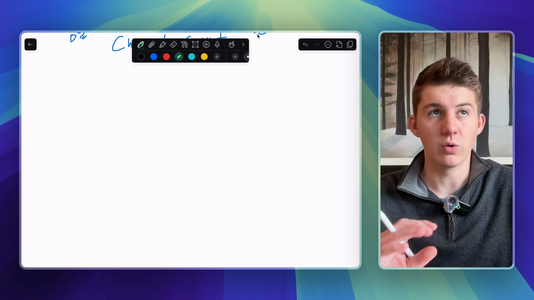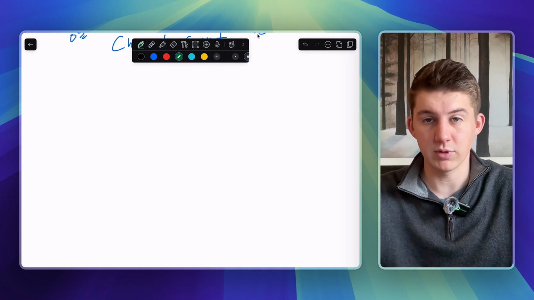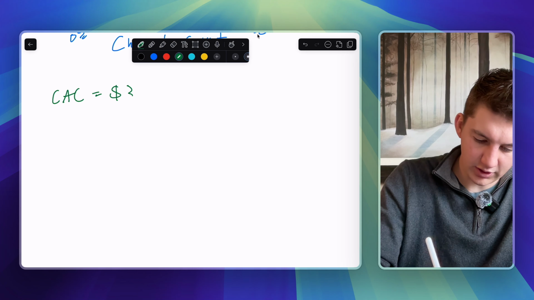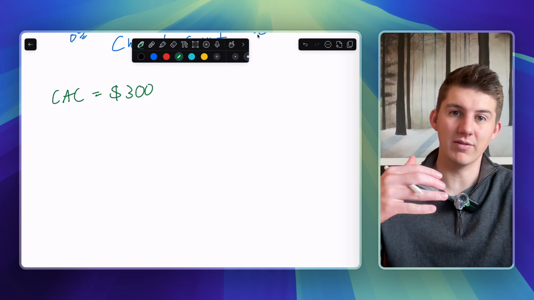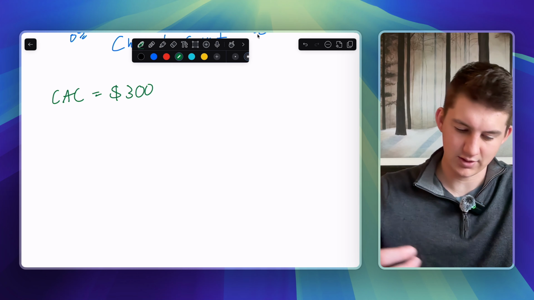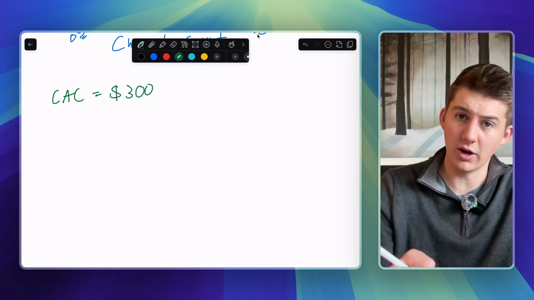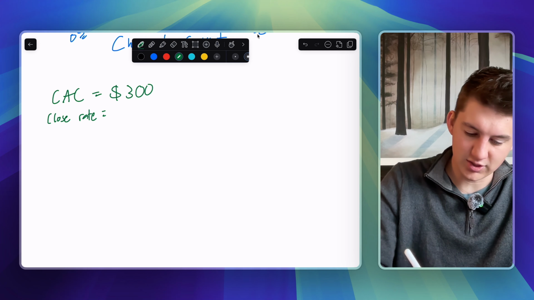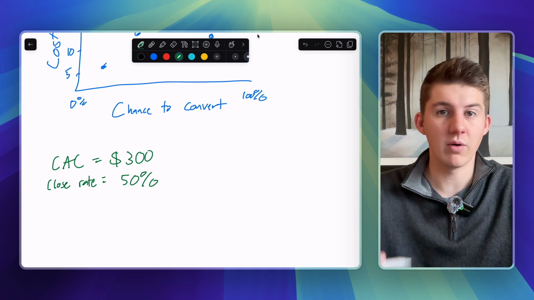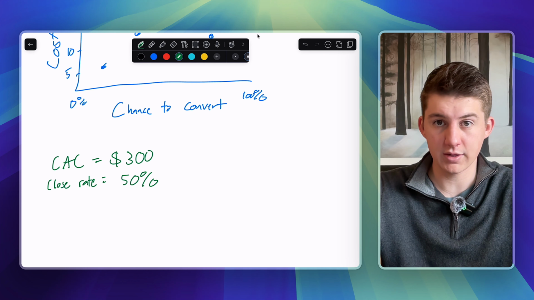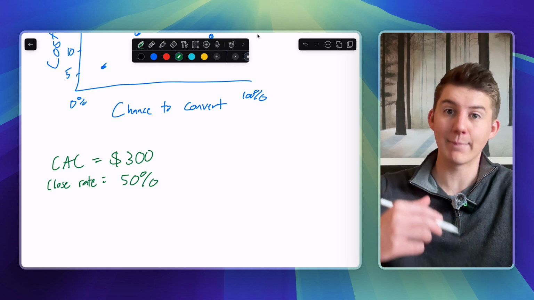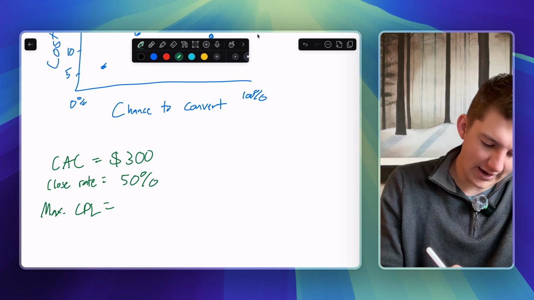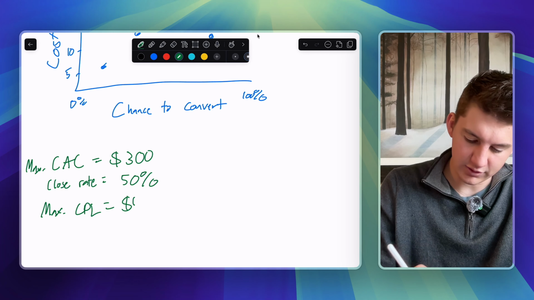Let's say that your cost to acquire a customer that you're profitable at is, nice round number, $300. So your CAC is $300. Anything below this is great. Anything above this, you're not profitable and you can't scale the ads. Next we want to know what our close rate is on a qualified lead. Again, for simple math, let's say it's 50%. Now that we know our close rate and our absolute maximum cost to acquire a customer, we can do the math and figure out our absolute maximum cost per lead we're willing to take. So our max CPL is going to be $150.